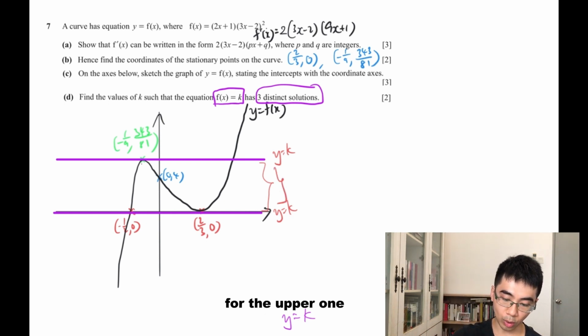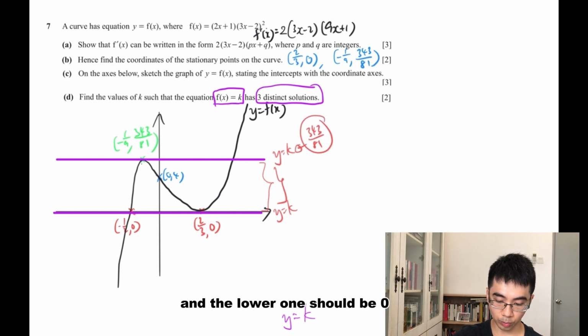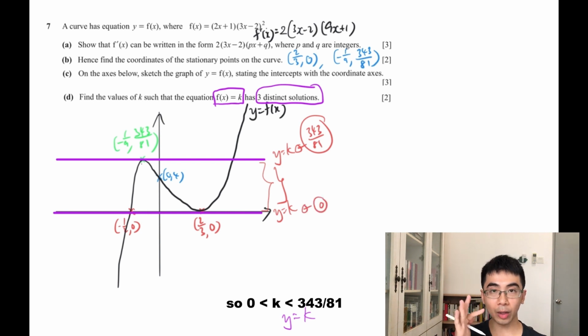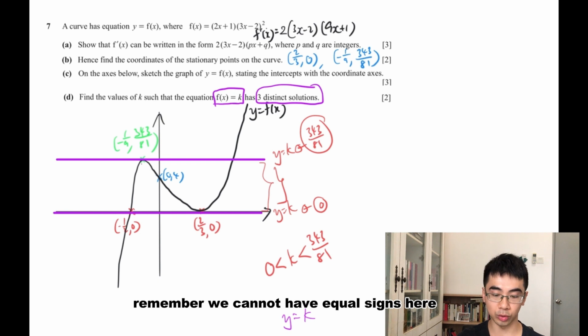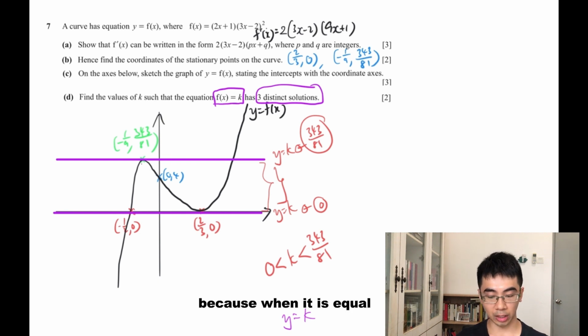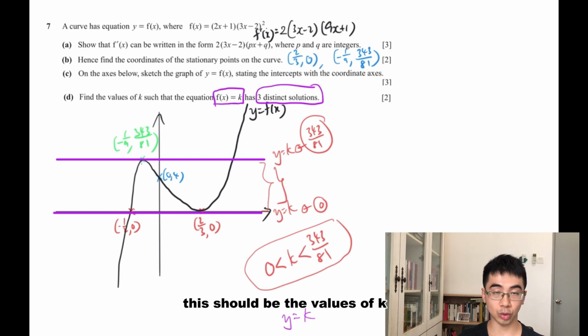So for the upper one, this one should be 343 divided by 81, and the lower one should be 0. So the value of k is actually in between 0 and 343 over 81. Remember, we cannot have equal sign here, because when k is equal to 0, it has just 2 distinct solutions, but not 3. So this should be the values of k. And this is for question number 7.